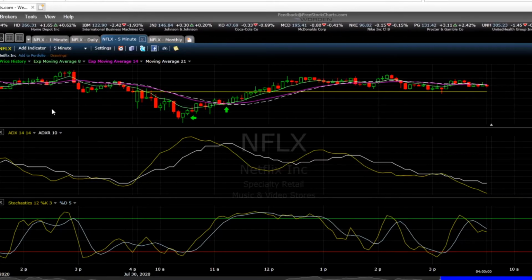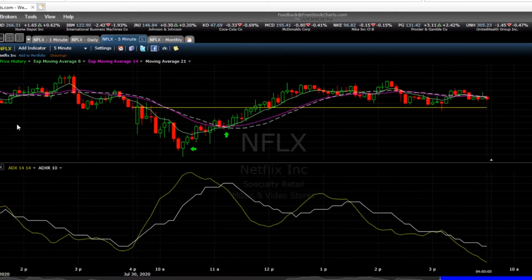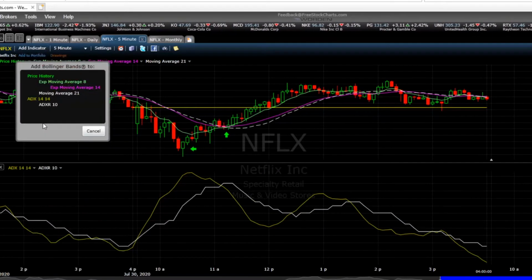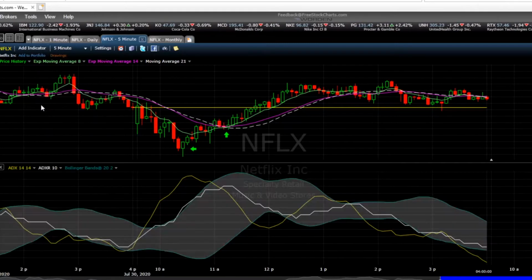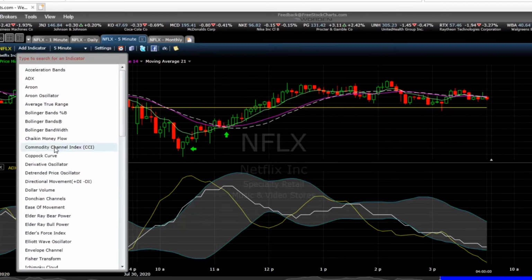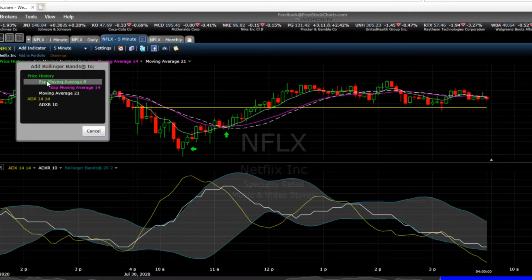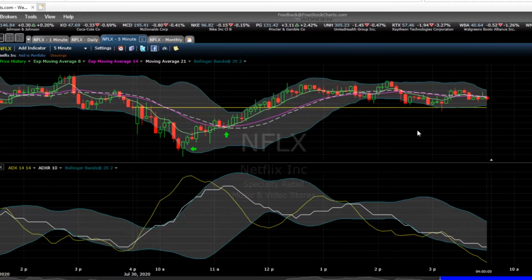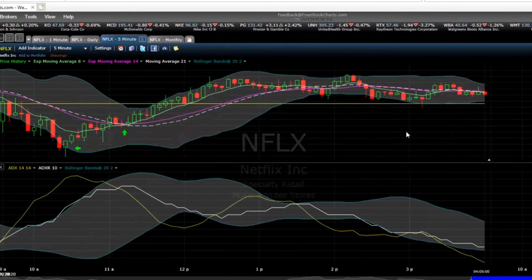I don't know if I can even put them on here. Let's get rid of something here so I can get the Bollies put in here. All right. There, like that. It's sitting on my ADX. I can put another one on, let's see if I can put another one on my price history. Okay, there you go.